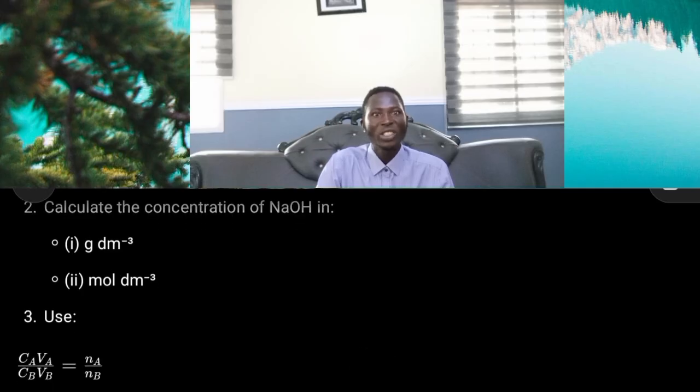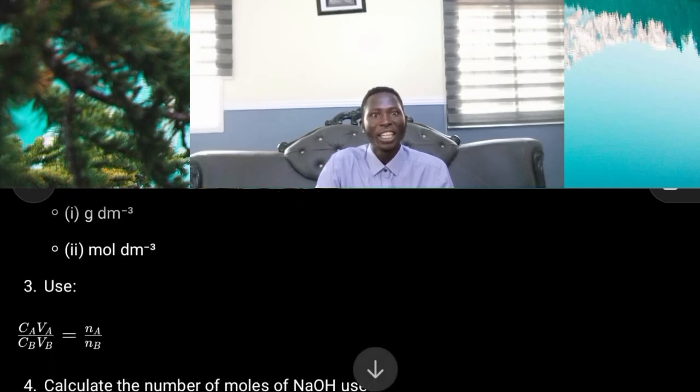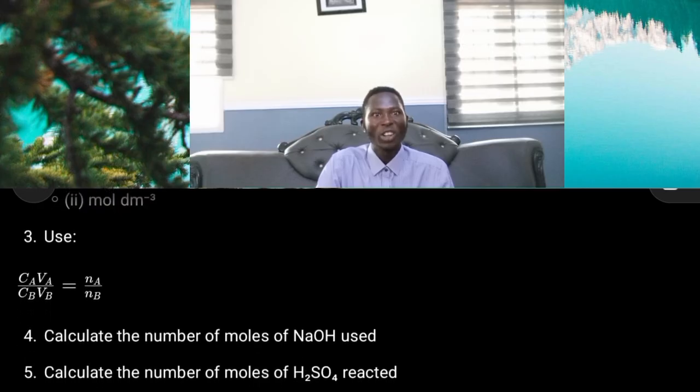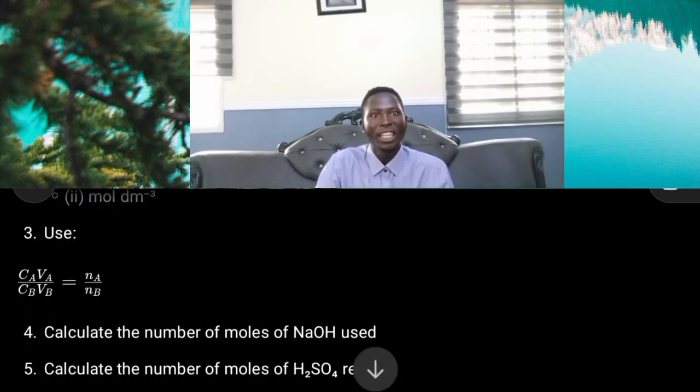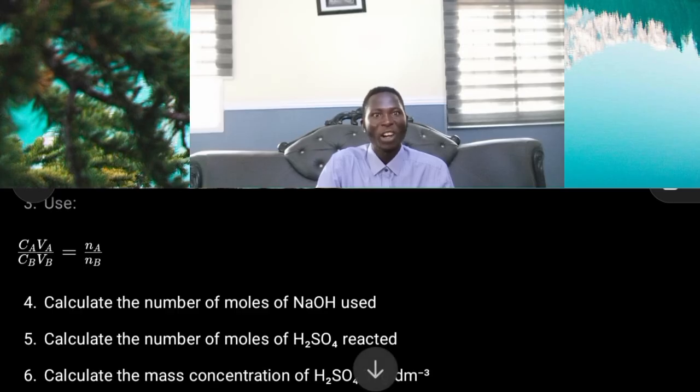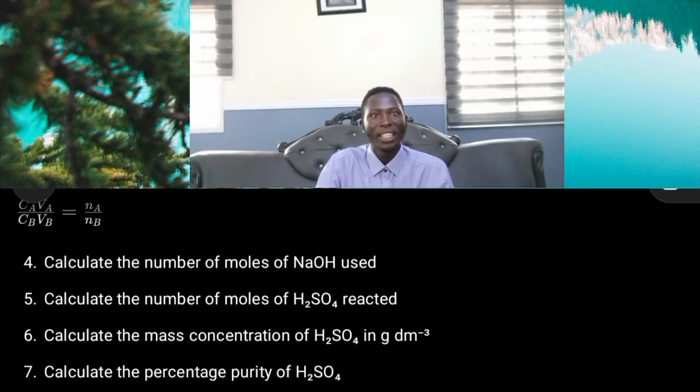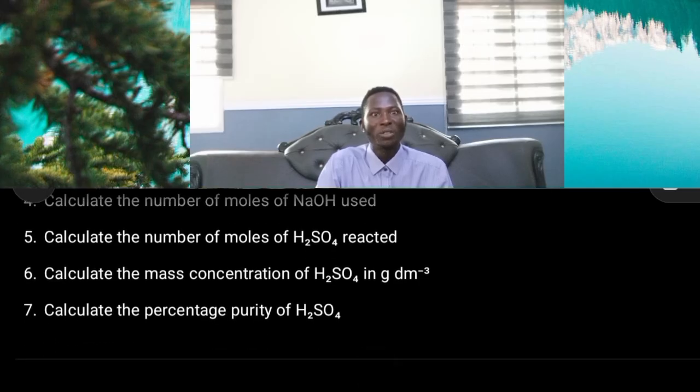And then 3, you must use this formula, CAVA over CBVB equals NA over NB, to calculate the concentration of sulphuric acid, that's CA. And then you must calculate the number of moles of sodium hydroxide. Now 5, you may be asked to calculate the number of moles of sulphuric acid reacted, and then 6, you must calculate the mass concentration of sulphuric acid in gram per dm³. Then 7, you may calculate the percentage purity of sulphuric acid.